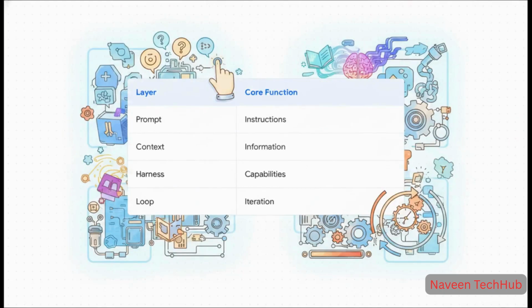So let's tie these all together to see the full picture. Understanding this is exactly what separates a weekend prototype from a real production system. Go ahead and take a screenshot of this cheat sheet. It perfectly summarizes the stack. The prompt determines the instructions, what it does. The context is the information, what it knows. The harness dictates the capabilities, what it can physically touch. And the loop governs the iteration, how long and in what manner it works autonomously.